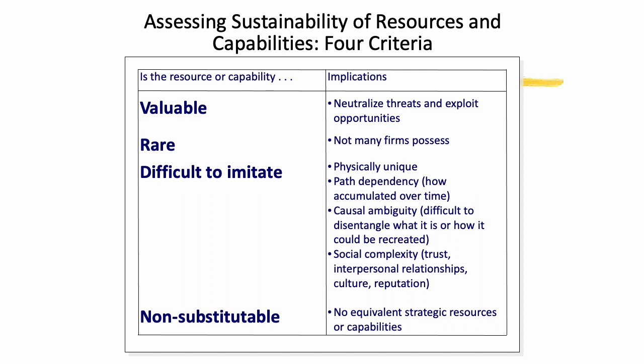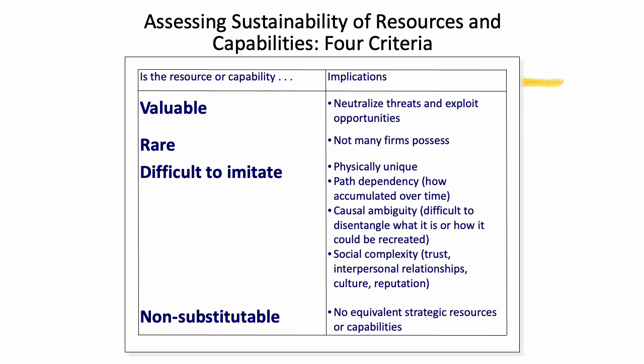Now, the second would be able to say, yes, this resource or capability is valuable, but it's not rare because maybe everybody else has it, or it's not difficult to imitate because they can copy it quickly if they want to, or they can easily substitute it with something else. In that case, we have one check mark with our yes, it's valuable, the rest it's not, but still, that's putting us at competitive parity.